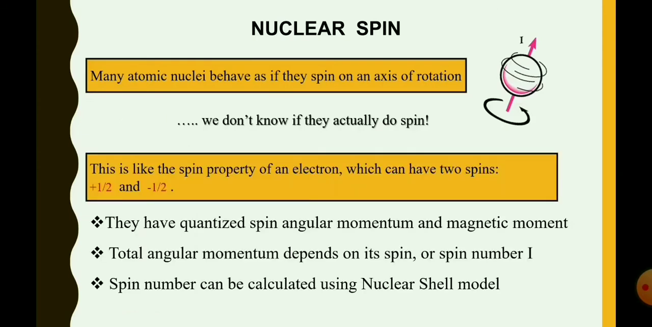They have quantized spin angular momentum and magnetic moment. The total angular momentum depends on its spin, or rather on its spin number I. Interestingly, this spin number can be calculated using the nuclear shell model. Most of the books say that we can't calculate it, but we can actually calculate it using the nuclear shell model.